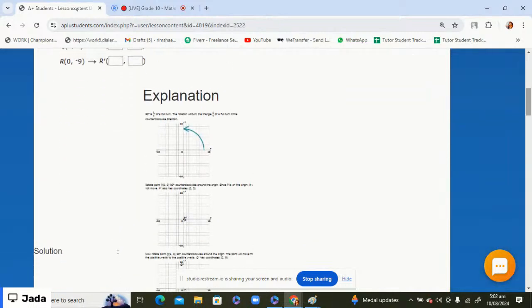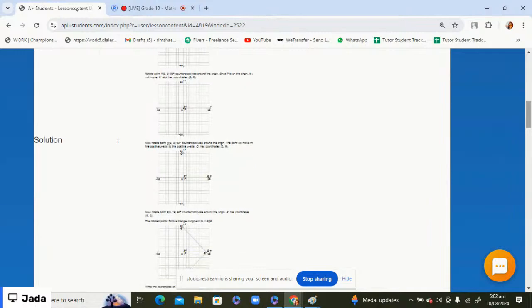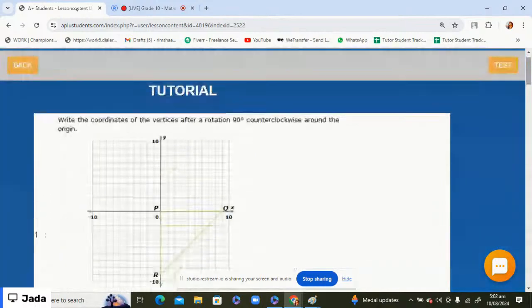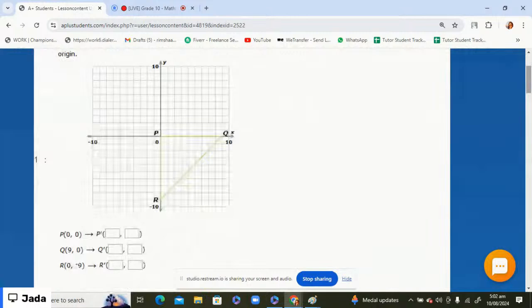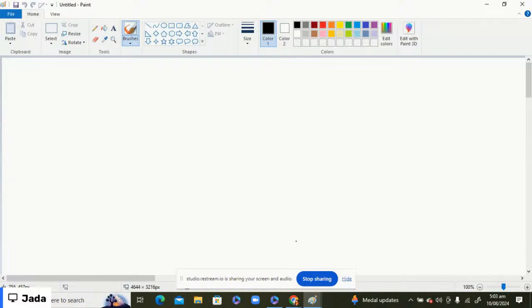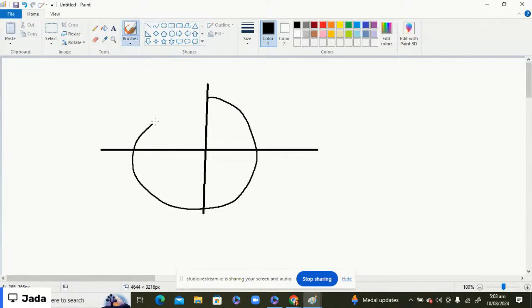So what is the meaning of counterclockwise? When you move clockwise, it's just like a clock, in this way. For example, if they say clockwise, you are going to move this way. And if they say counterclockwise, it means this way. Got it? So this is the counterclockwise and this is the clockwise.